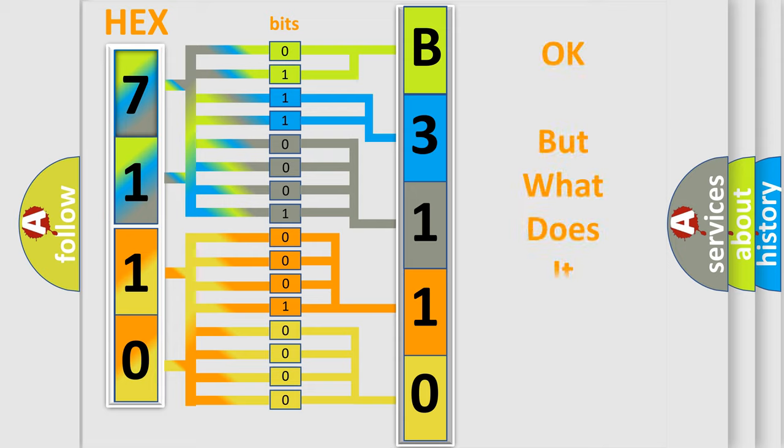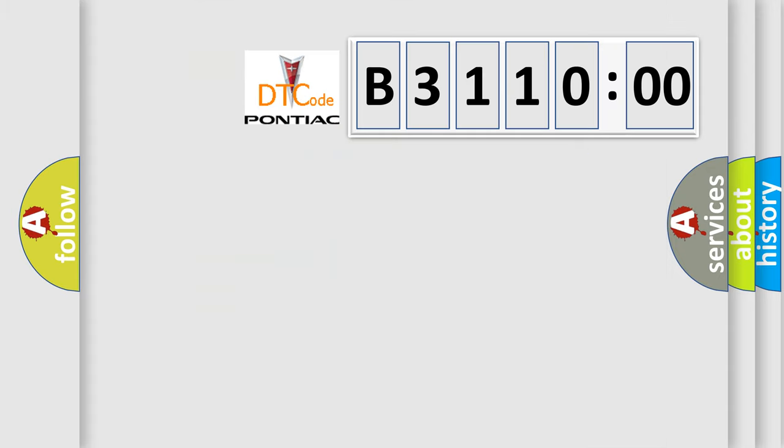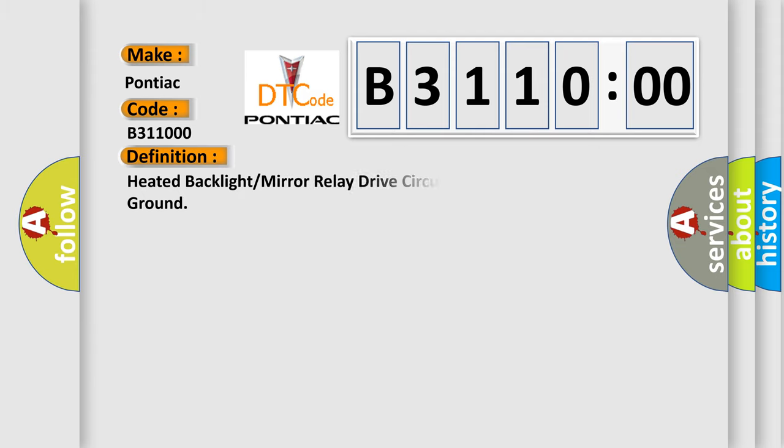The number itself does not make sense to us if we cannot assign information to what it actually expresses. So, what does the Diagnostic Trouble Code B3110-00 interpret specifically for Pontiac car manufacturers? The basic definition is: heated backlight or mirror relay drive circuit open or shorted to ground.